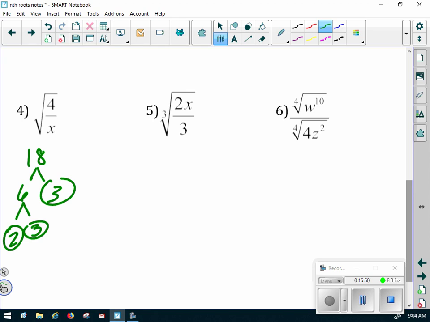If there are 10 w's, does it have any quads? I got 2 sets, right? So what's going to come out? W squared. So this would be w squared times the 4th root of what? The address of the house is the 4th root. Because 2 w's had to stay home, right?